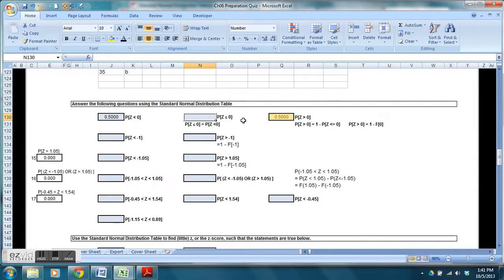This is to point out that the probability that z being less than 0 is the same as the probability of z being less than or equal to 0. In a continuous distribution function, the less than and the less than or equal to are equivalent. Why? We would agree that the probability of z being less than or equal to 0 is equal to the probability that z is less than 0 plus the probability that z is equal to 0, correct? Oops, forgot my plus sign. There we go.